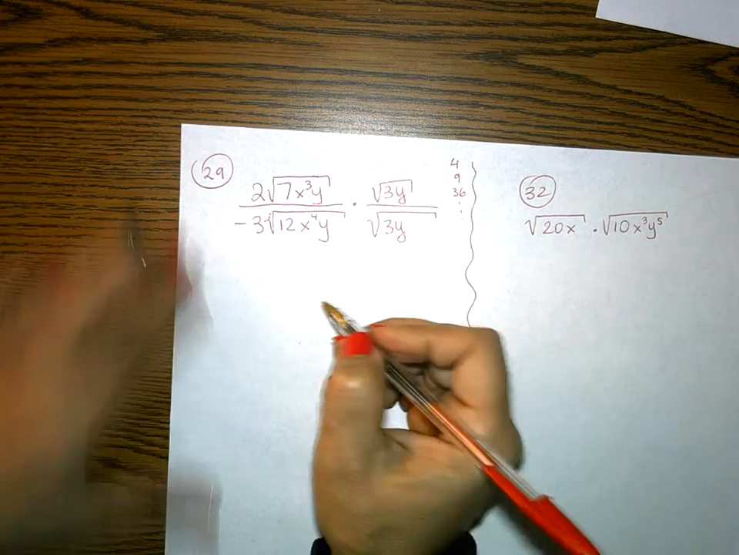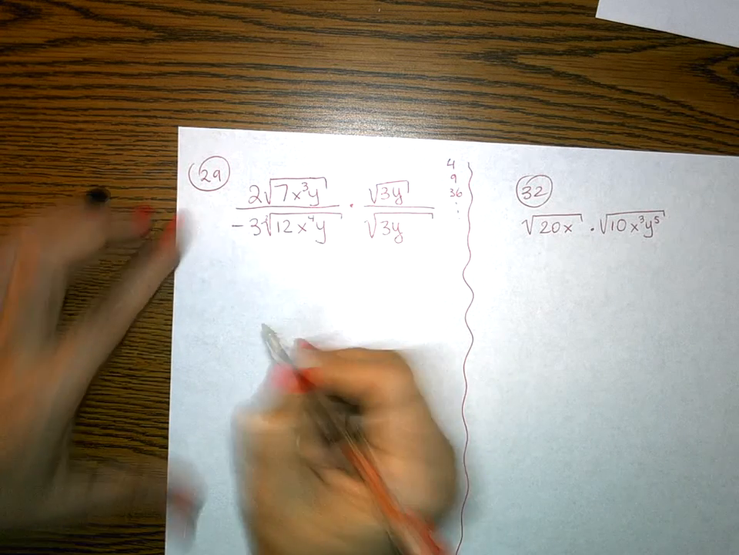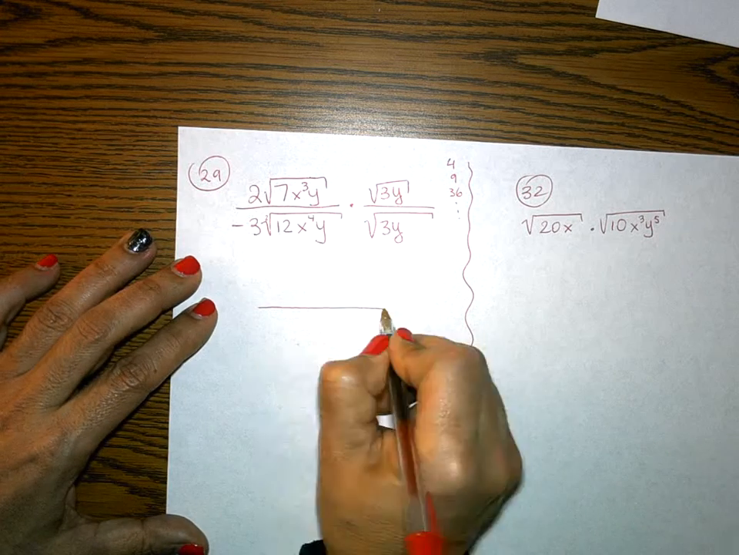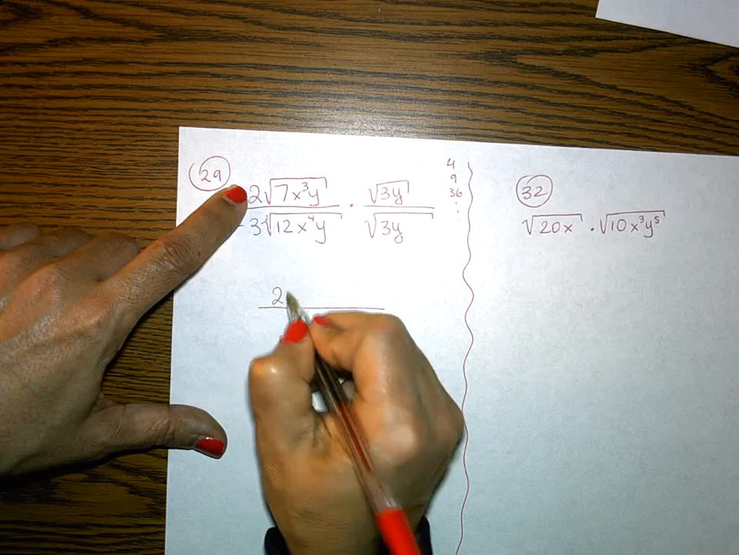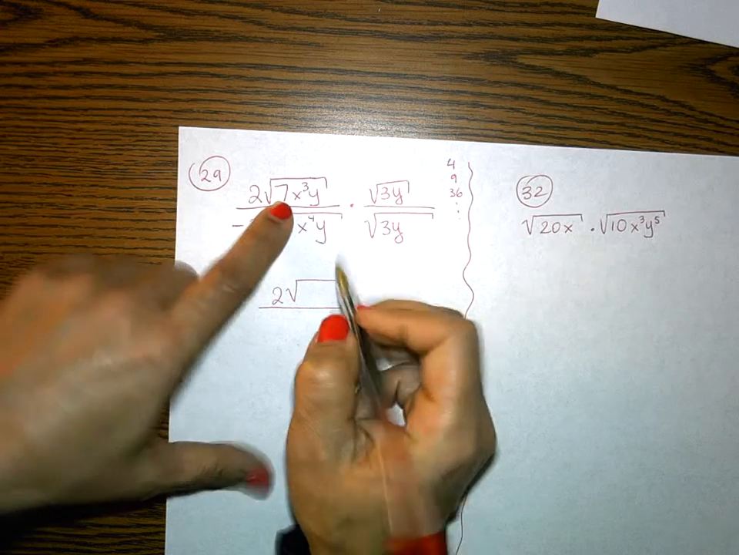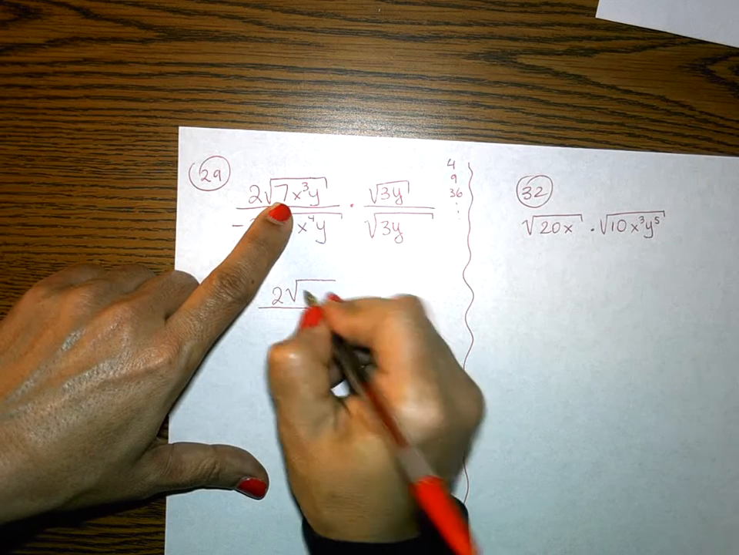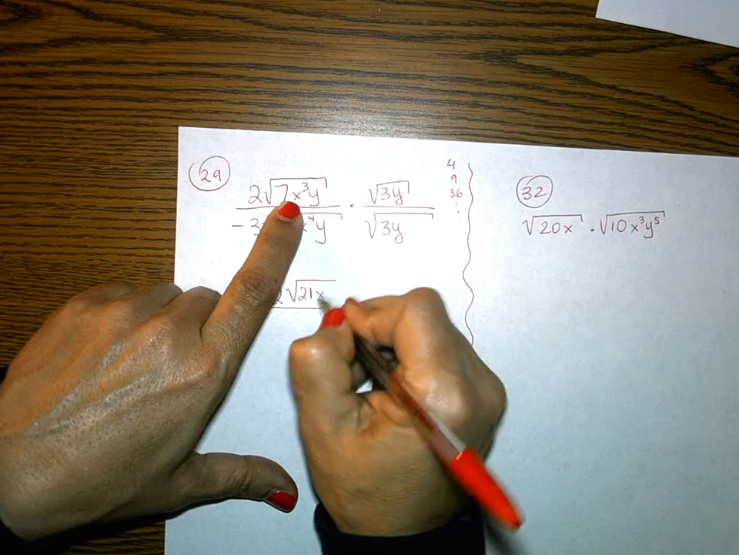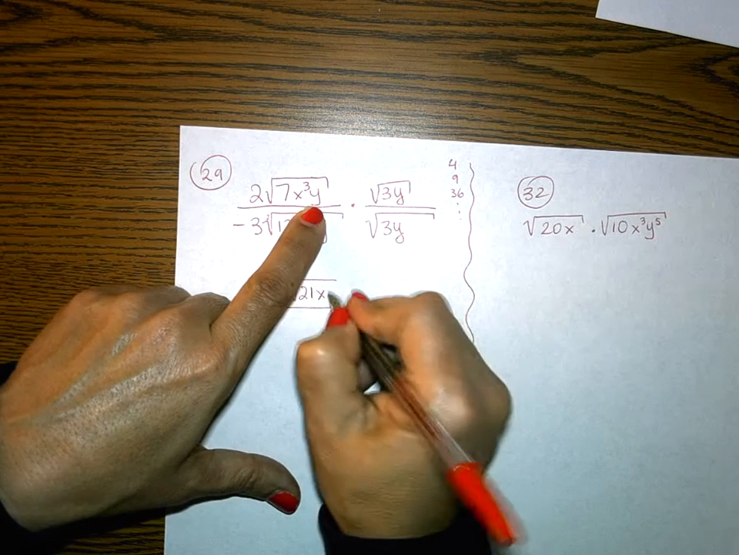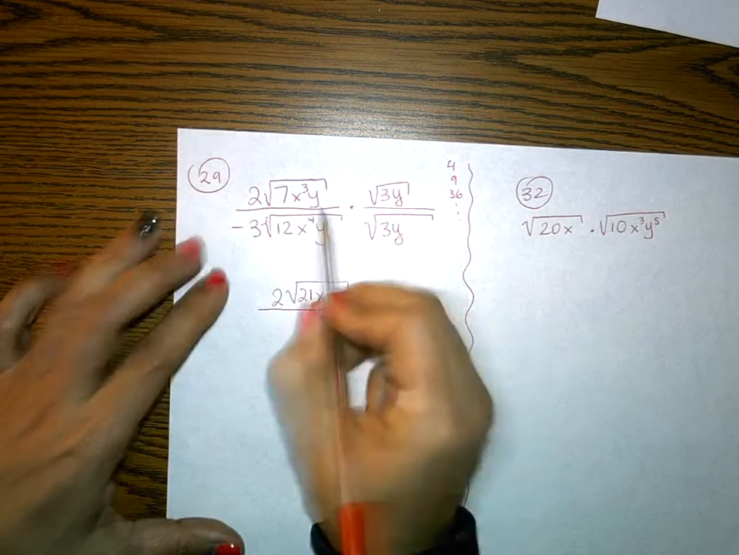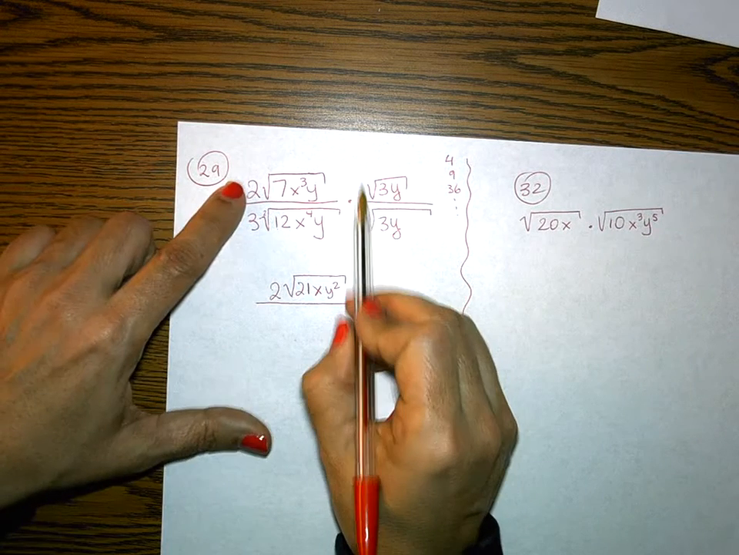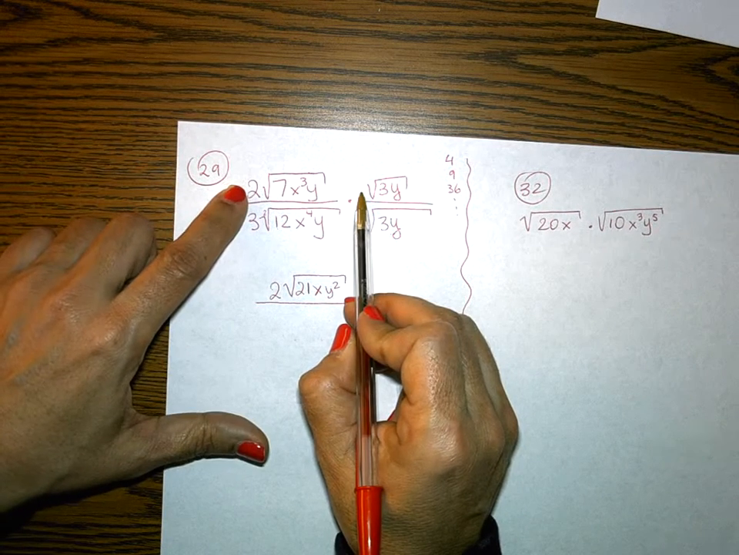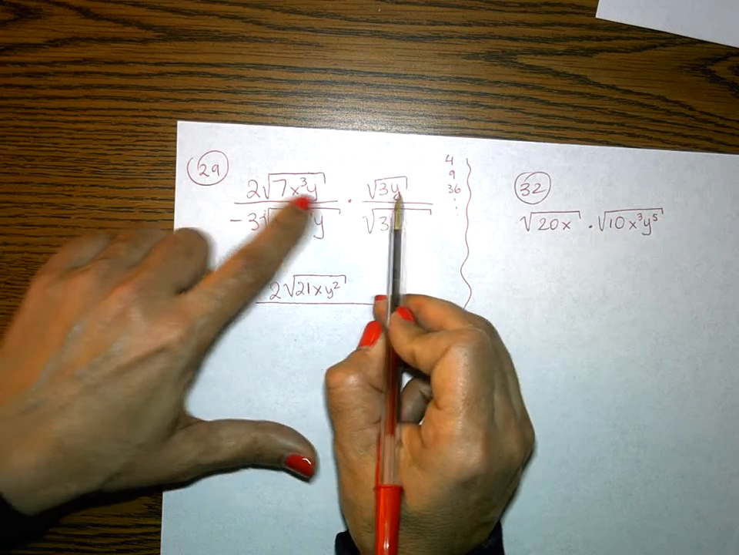And there we go. Let's go ahead and multiply the numerator times numerator and denominator times the denominator. We have a 2, and we have a square root. 7 times 3, 3 times 7 is 21. X cubed, there's no other x to multiply. And y times y is y squared. So there's our numerator. We multiplied outside terms, which are coefficients times coefficients, and radicands times radicands.